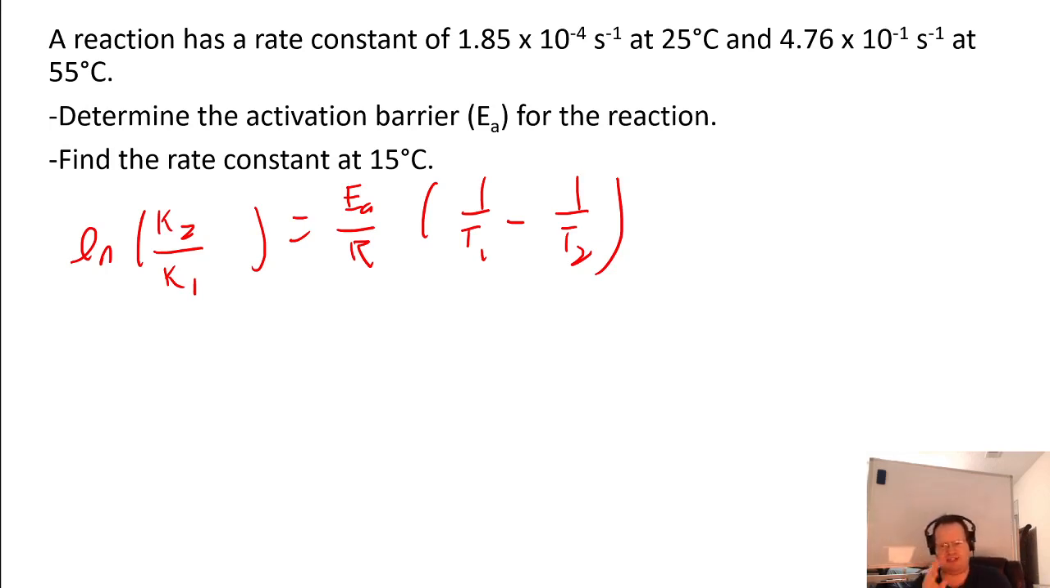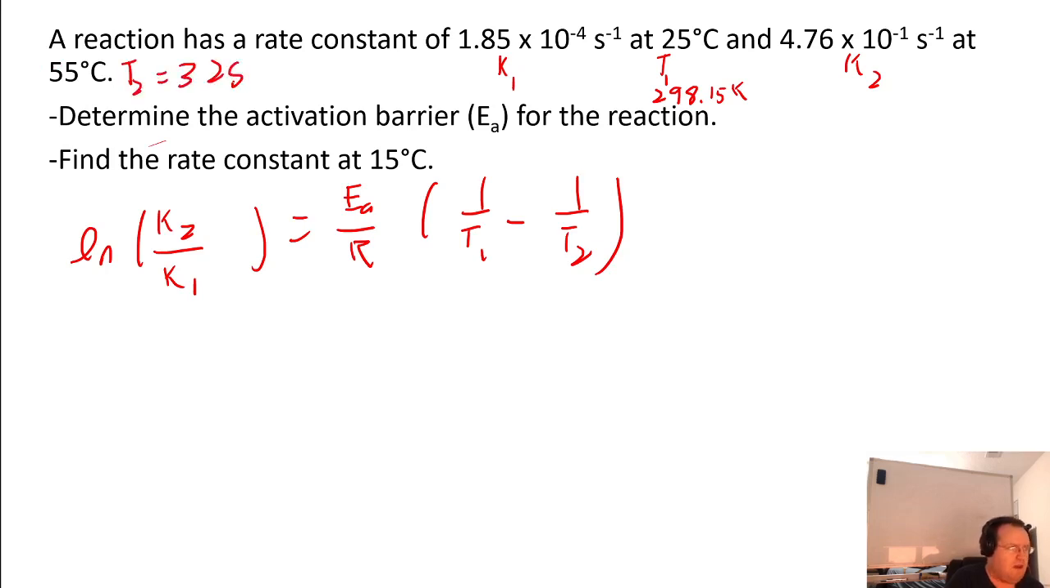So that was a bunch of stuff to say. This may look a little different in some places. Let's look at our problem now. I'm going to make this number K1. You just have to be consistent. So that means this is going to be T1, and specifically, I'm going to convert it to Kelvin, so it'll be 298.15 Kelvin. This will be K2, and that means my T2 is going to be 55 degrees Celsius, which is going to be, I lost my pen again. There we are. So my T2 is going to be 328.15 Kelvin. Make sure you don't forget that part.